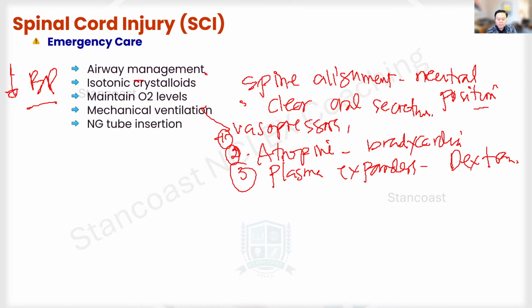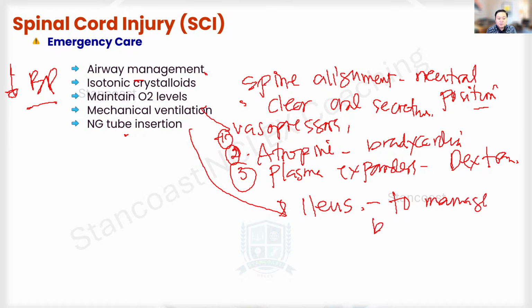And we have more. Insertion of the nasogastric tube is also one of the nursing actions that we will be doing because of the possibility that the patient will end up with the ileus, which can complicate into bowel obstruction. So there's a necessity for us to insert the nasogastric tube to manage bowel obstruction. And also it will prevent that huge complication.